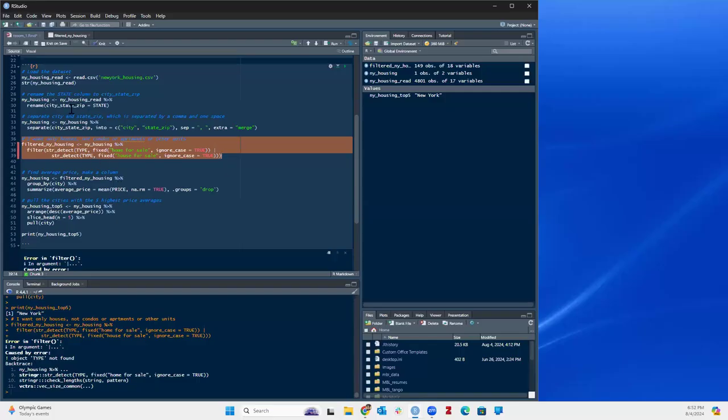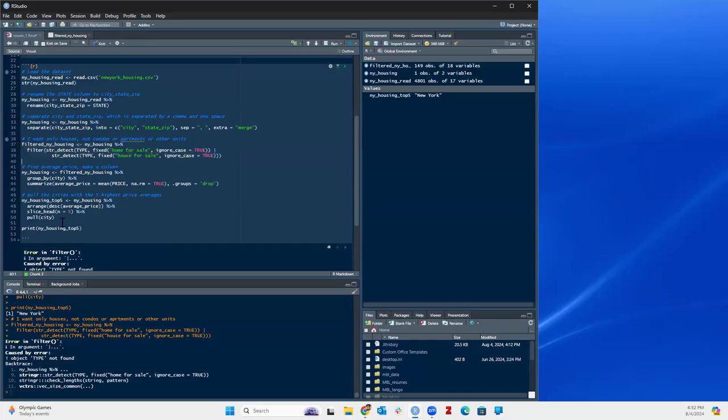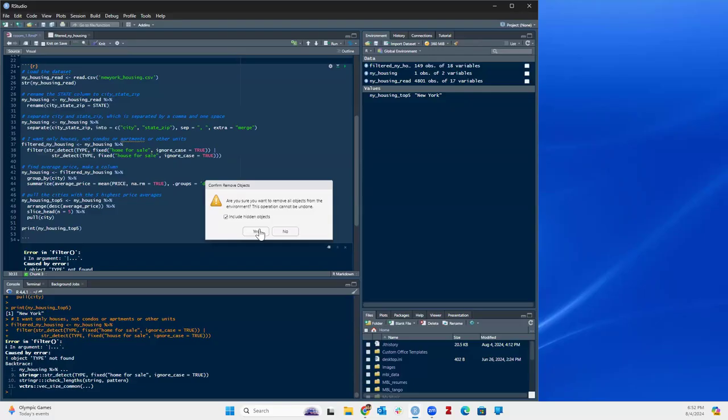Let's see. All right, so we need to restart now. I made a mistake in the order of things, and now my variable is messed up. So what we're going to do is go back to the original function and rename it. Or you could clear out your data.